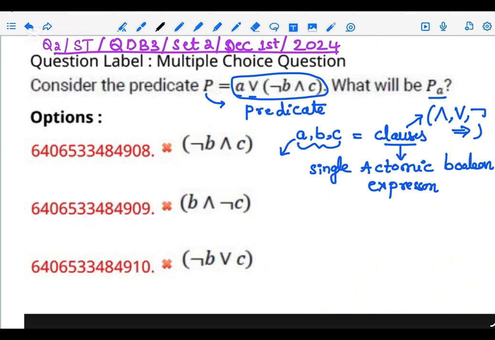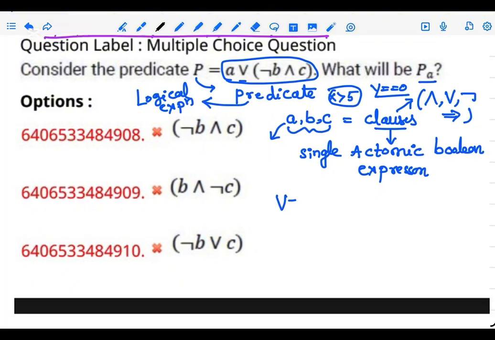Examples of clauses are A, B, C, or sometimes x greater than 5, or x greater than 5 and y double equals 0. That indicates a complete logical expression. That is, it is represented in terms of clauses A, B, C, and it contains the logical operators also: conjunction, disjunction, not, and implies, right?